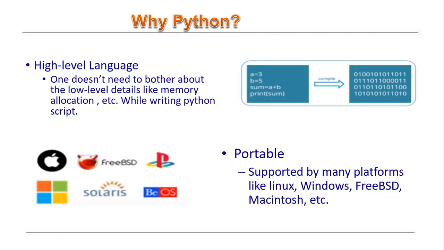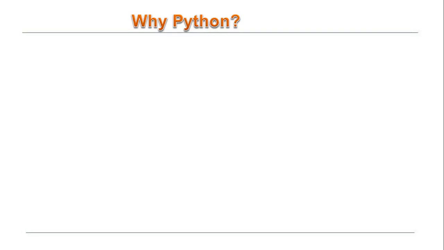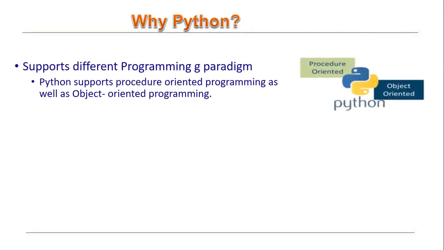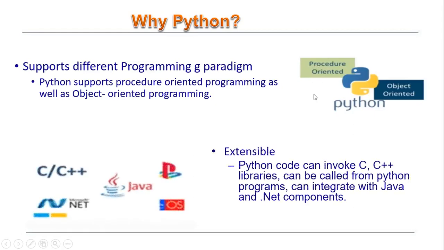That machine is generating the byte code. That byte code can be run on any operating system. Now here, it supports different programming paradigms. What do you mean by different programming paradigms? Here Python, as I said, is object oriented. Still it supports structure oriented programming as well as procedure oriented programming. So that's why it is supporting different programming paradigms.